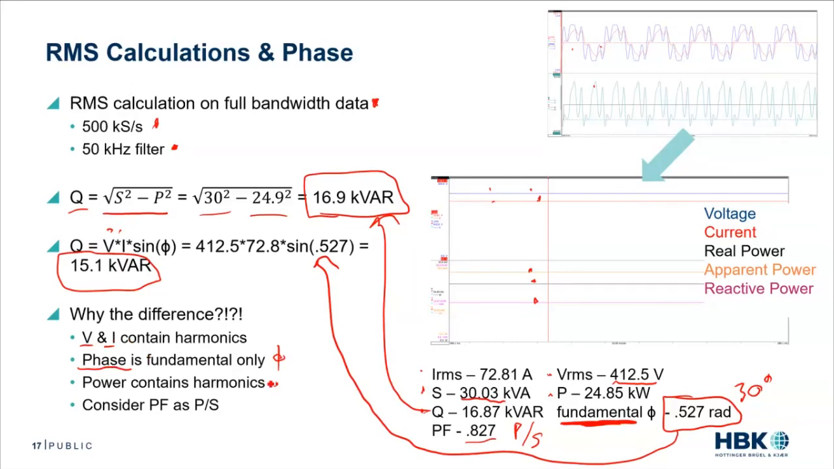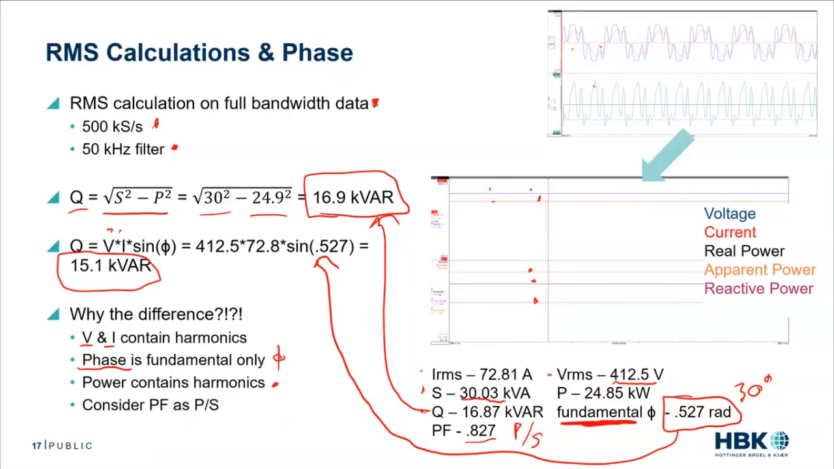Power also contains harmonics. That real power we're getting, we can measure this. This does have harmonic content to it. That harmonic content is going to change that power value, higher or lower, it's altering it. So we really do need to consider power factor as P over S instead of the cosine of theta that we're all probably familiar with. So keep that in mind, and we're going to see this theme over and over.